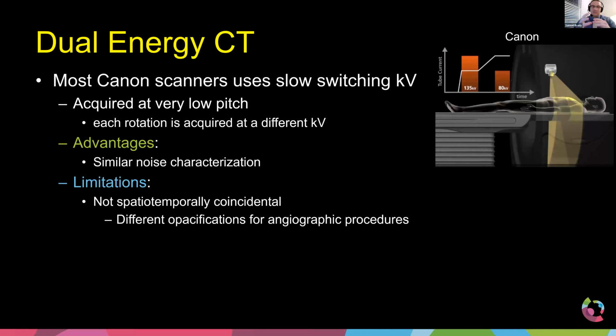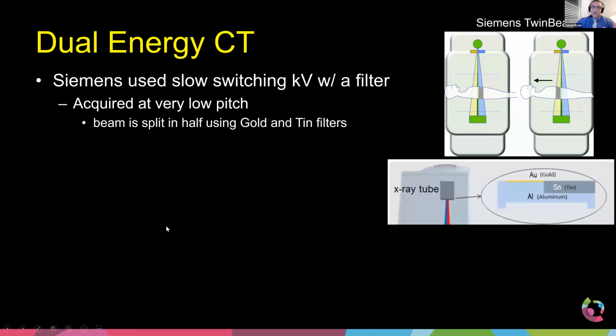And so if you're imaging something that's fast moving, such as the heart or blood that's perfusing through the body with the iodine in it, those moving objects are not going to be spatially temporally registered. And so you'll see just artifacts, and you'll see misregistration in the image.